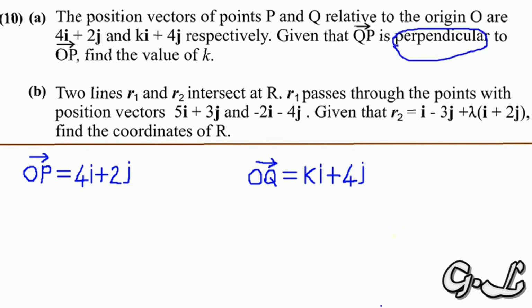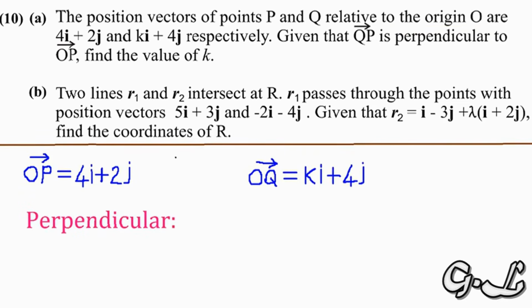So it states that given that QP is perpendicular, we have the most important term in this statement, which is perpendicular. This term is what is going to help us to find the value of k. So what does it mean? In vectors, when they mention this term perpendicular, it simply means that the dot product of two vectors is equal to 0. When vectors are perpendicular, the dot product is equal to 0. That's one thing that you need to keep in mind.